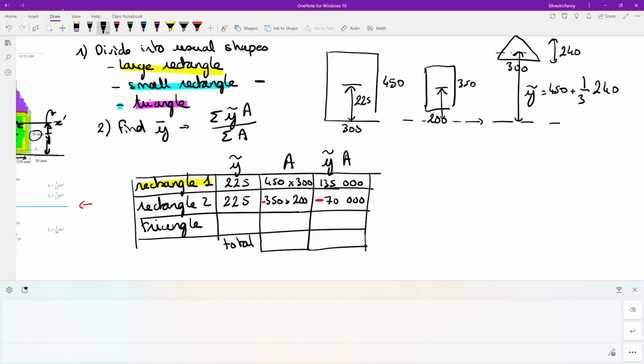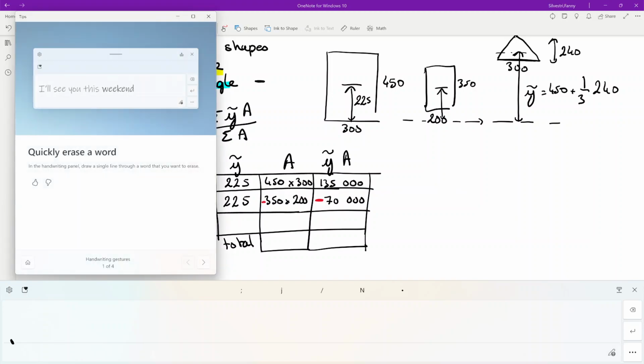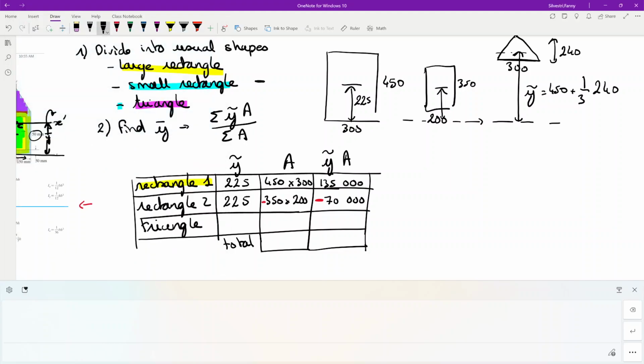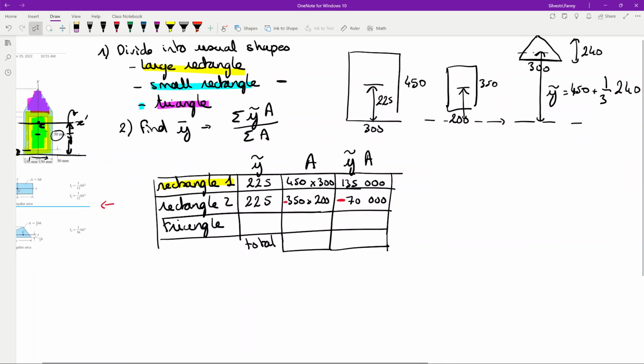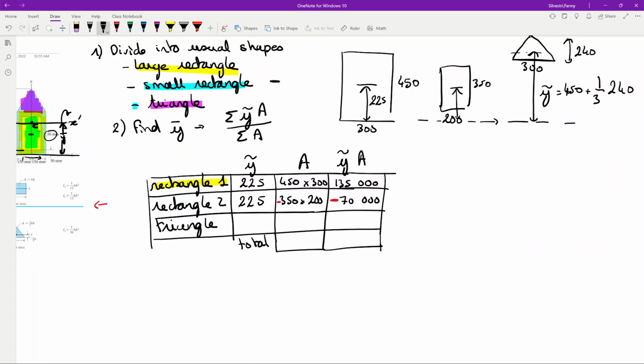Okay, so just be careful because it's 1/3 from the base, or 2/3 from the top. And we always want the same datum, so it's from the bottom. So we need to add the 450, that is the height of the large rectangle, plus 1/3 of that. So 450 plus 1/3 of 240, that's 530.